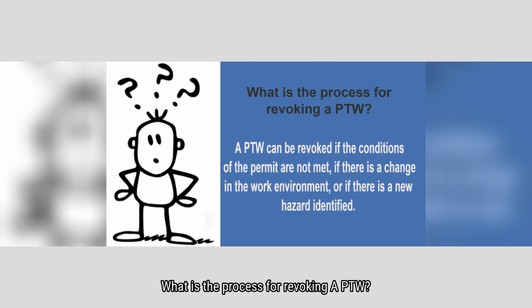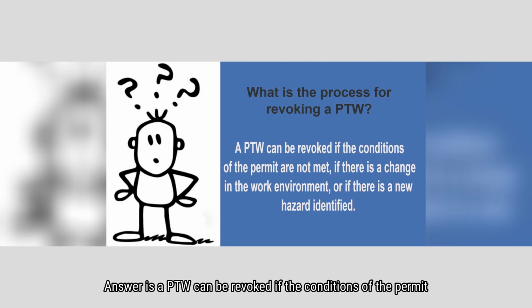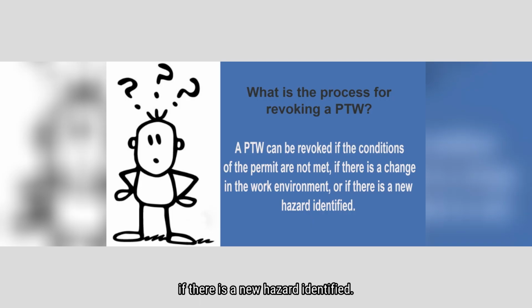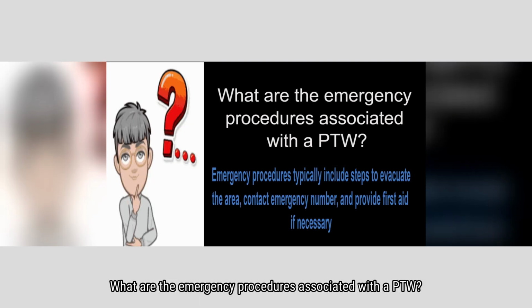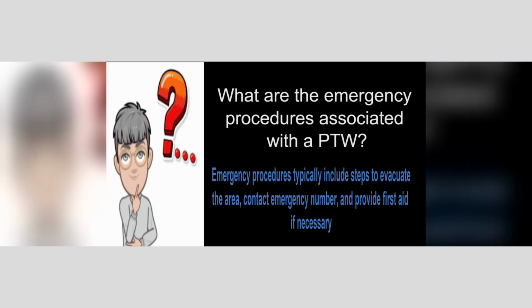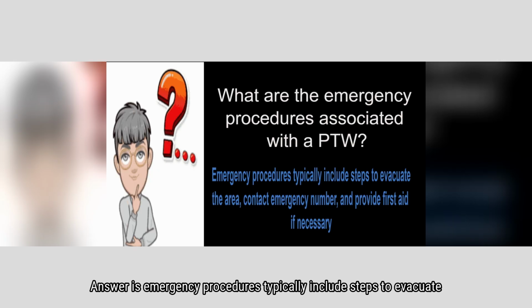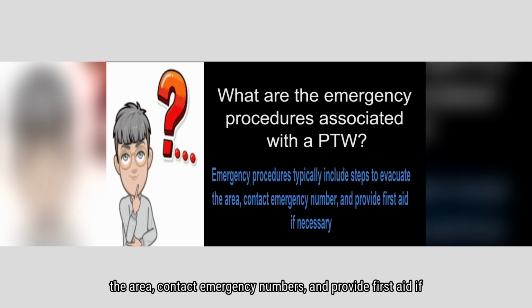What is the process for revoking a PTW? Answer is a PTW can be revoked if the conditions of the permit are not met, if there is a change in the work environment, or if there is a new hazard identified. What are the emergency procedures associated with a PTW? Answer is emergency procedures typically include steps to evacuate the area, contact emergency numbers, and provide first aid if necessary.